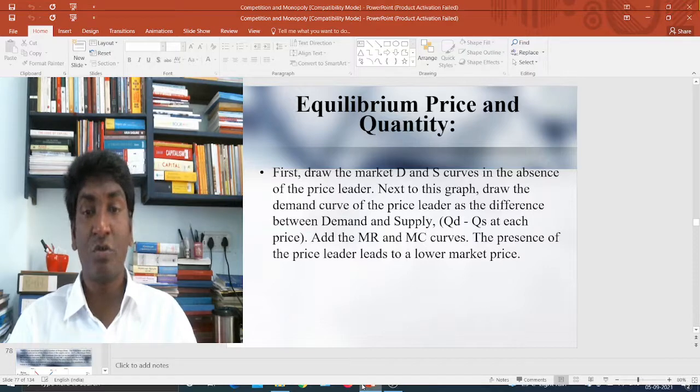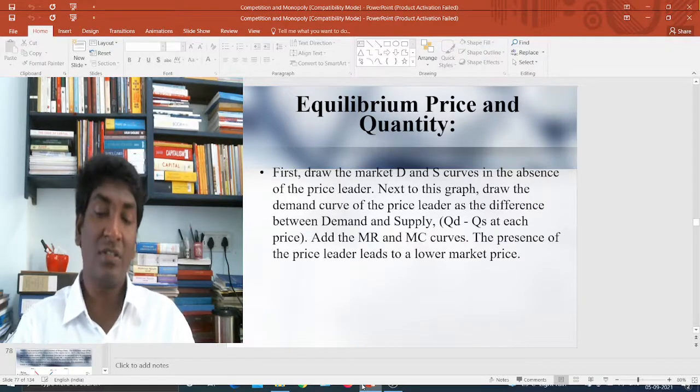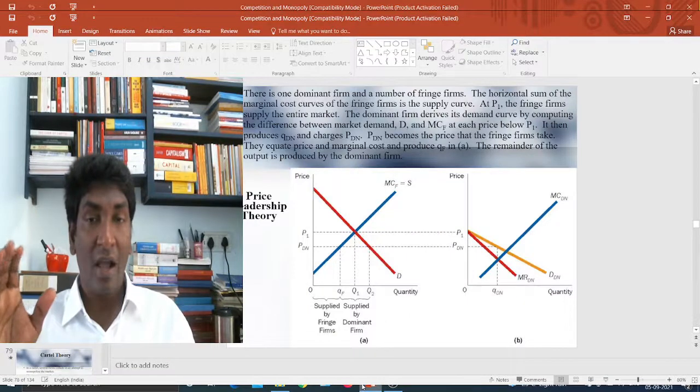That is, the first row, the market D and S curve in absence of the price leader. Next to this graph, draw the demand curve of the price leader as the difference between demand and supply, as we say, the quantity demanded minus the quantity supplied at each price, and add the marginal revenue and marginal cost curve. The presence of the price leader leads to a lower market price in that sense. So this is the kind of understanding.